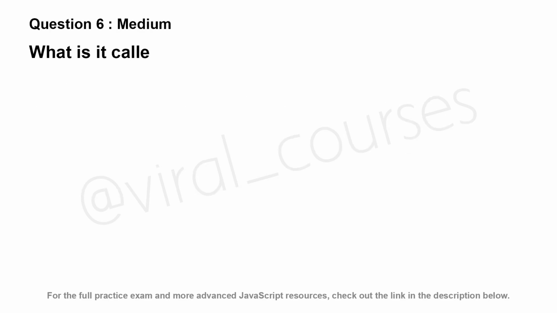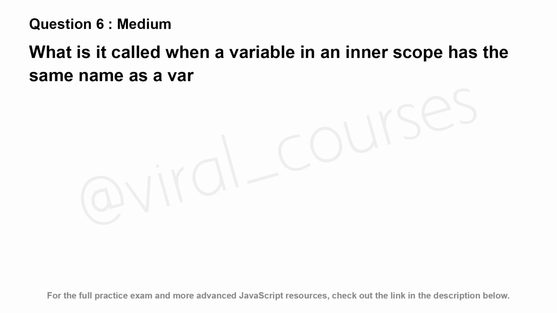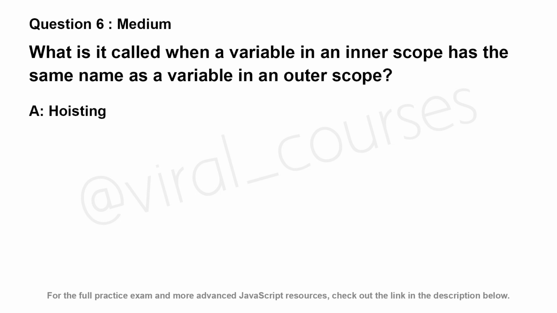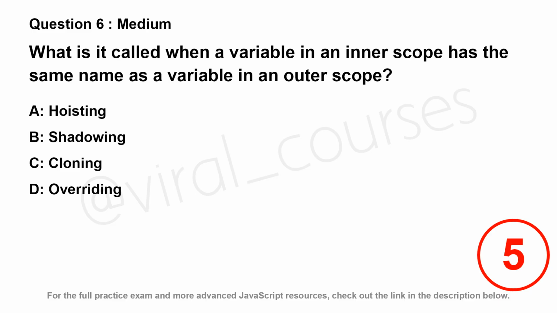What is it called when a variable in an inner scope has the same name as a variable in an outer scope? Option A, hoisting. Option B, shadowing. Option C, cloning. Option D, overriding.